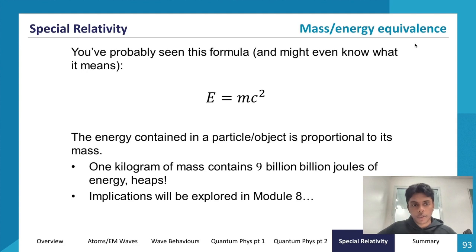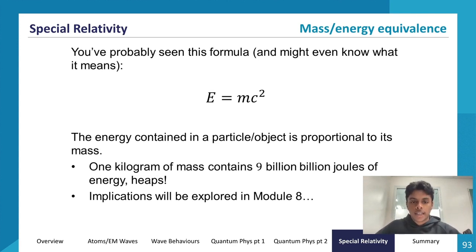You've probably seen this formula. You might even know what it means. Basically, it means the energy contained in one particle is proportional to its mass. So mass is basically energy, or mass is equivalent to energy. That's what Einstein's mass-energy equivalence formula is: mass is equivalent to energy, and energy is equivalent to mass.